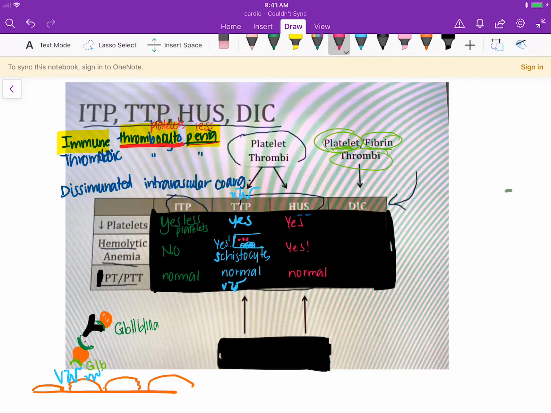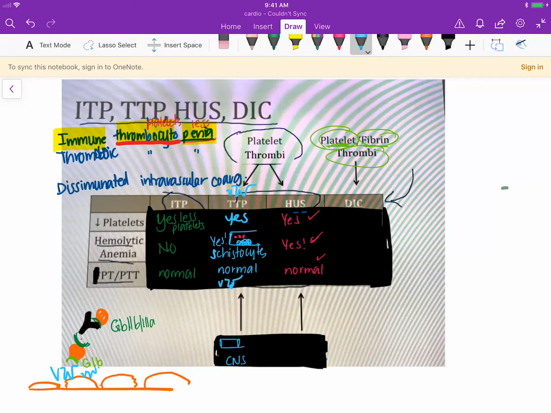How are you going to differentiate between TTP and HUS? They both have less platelets. They both have hemolytic anemia. They both have normal PTT. Remember that TTP is thrombotic thrombocytopenia, affecting all the little blood vessels everywhere, including your brain. It's causing these thrombi in all these little blood vessels everywhere. So you're going to see CNS symptoms, like confusion and so forth. You're also going to see fever because of the inflammation.